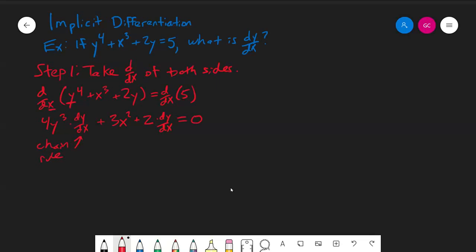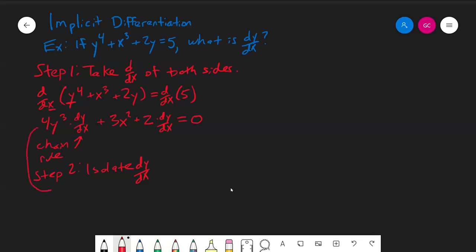So now we have a new equation that has some x's in it, and some y's, and some dy dx's. And since our goal is to find dy dx, step 2 is going to be to isolate dy dx. So you just want to treat it like a whole separate variable and solve this equation for that. So let's start by taking all of the non-dy dx terms and moving them over to the other side.